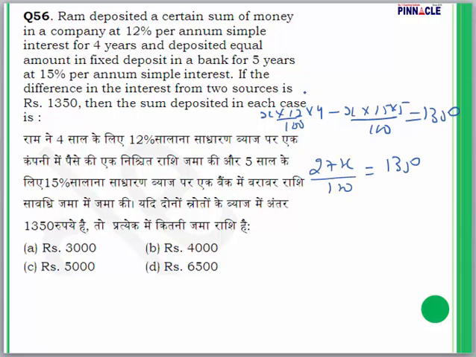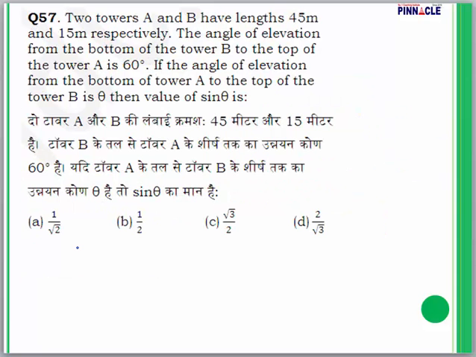This is the difference of these two. It is nothing related to positive or negative, it is the difference. So it will cancel by 50. X is equal to 5000. The sum was 5000 rupees.